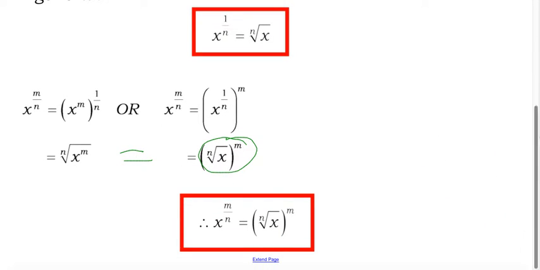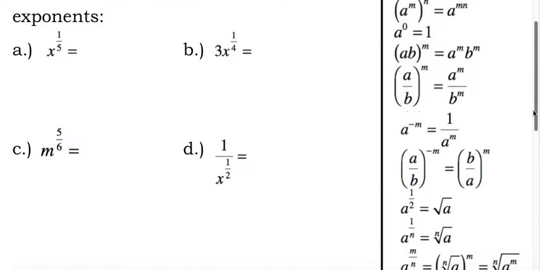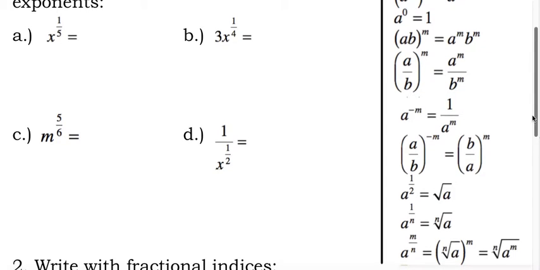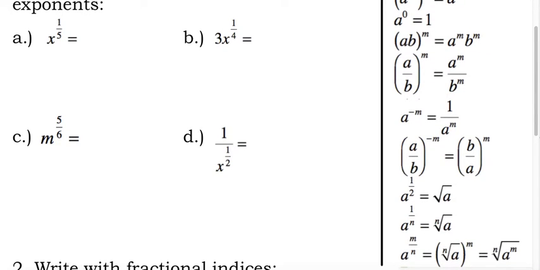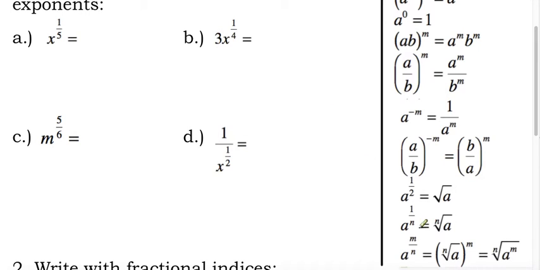Okay, let's put this into practice. So, the first thing we have to do is write without fractional exponents. So this is just a direct application of the rule. Let's see if we can see our rule on the right here. There we go. So we're just directly applying the fractional power rule. Okay, so this one.